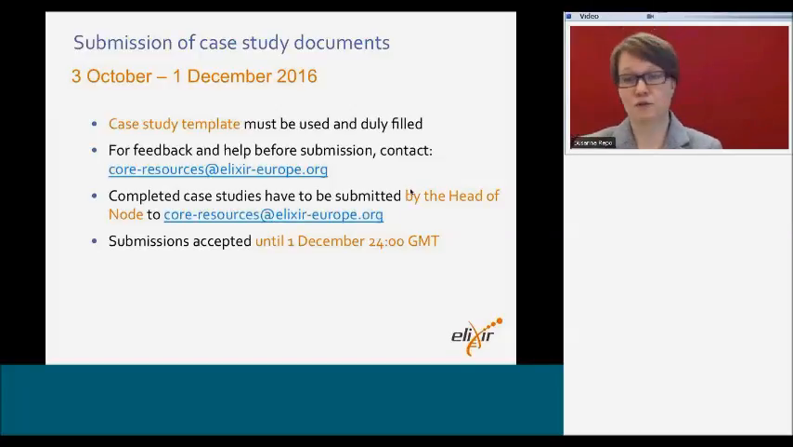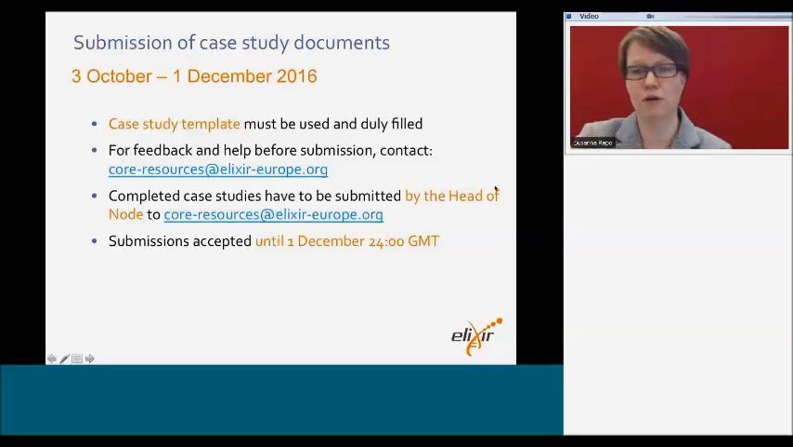Once you have completed the case study documents for your candidate core resources, they have to be submitted to this same email address by the head of node. This is really critical and important: we will only accept submissions from the head of node. It's important to ensure that it's a coordinated submission from the node and that the head of node is fully aware of what the node is submitting. So this is a very critical point to remember. As I said, the deadline to submit the case study documents is the 1st of December, midnight.